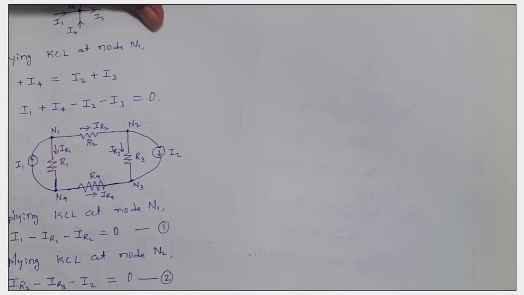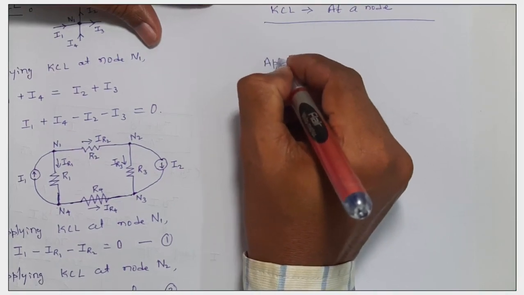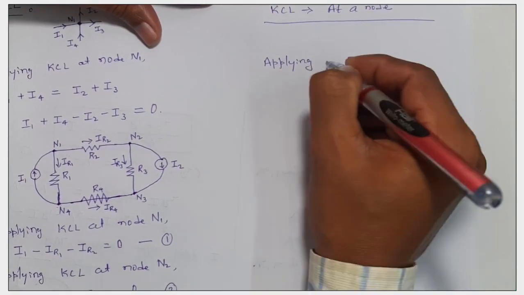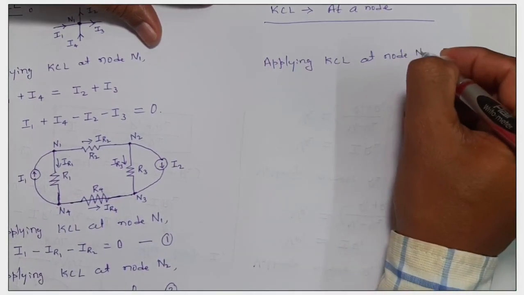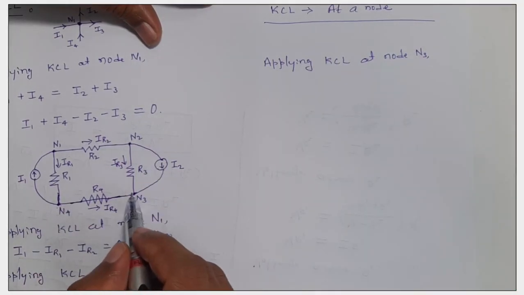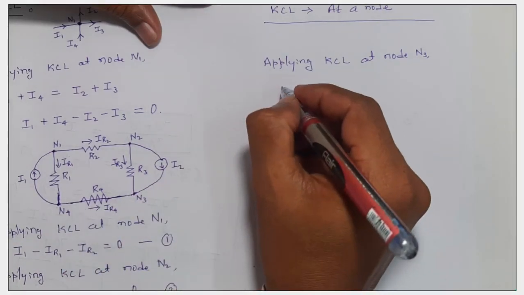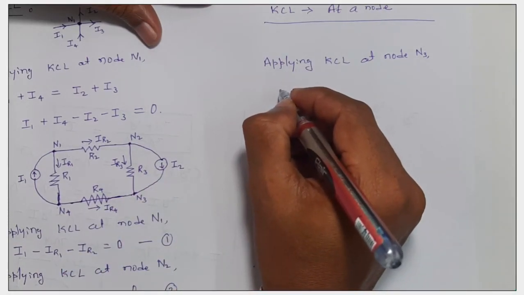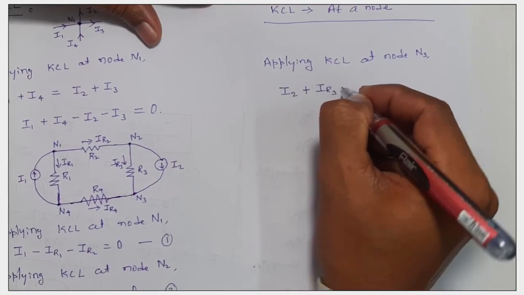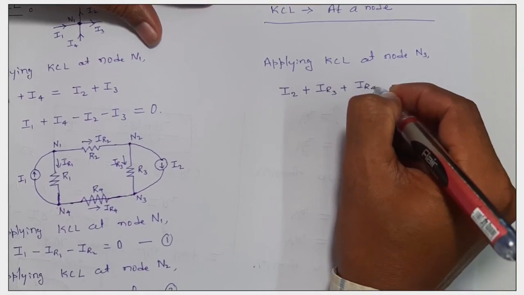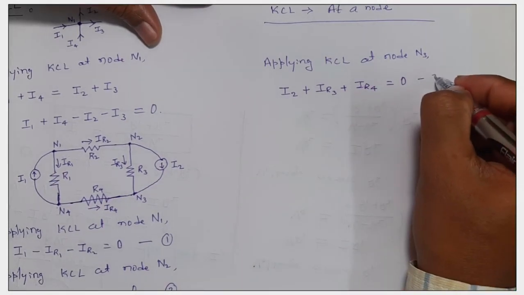Now I am applying KCL at the next node, N3. What do we get? So this is N3. One current is incoming, two currents are incoming, three currents. All three currents are incoming here. That means I2 plus IR3 plus IR4 is equal to 0. This is equation number 3.